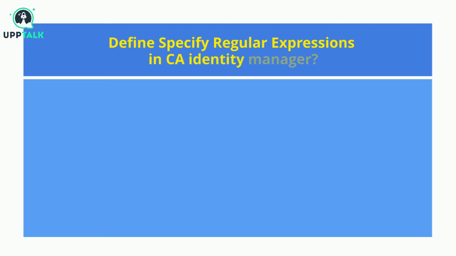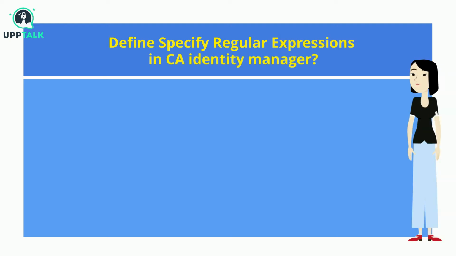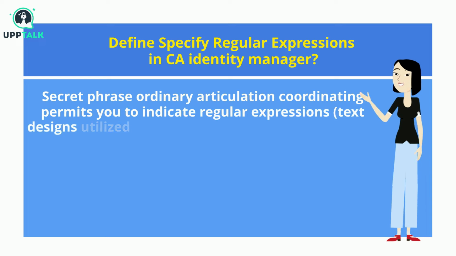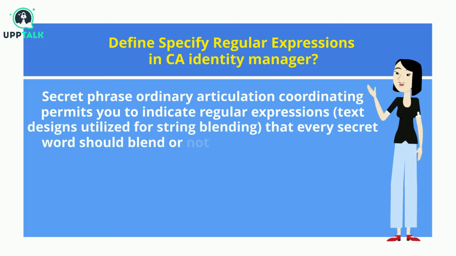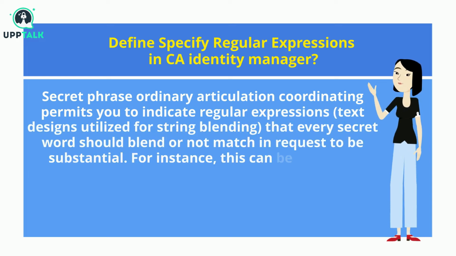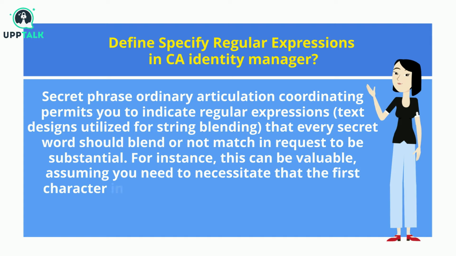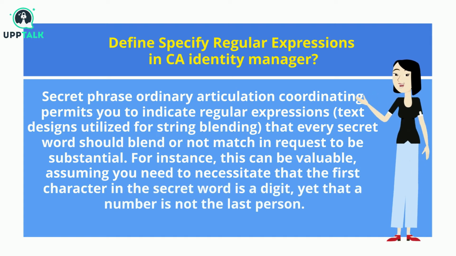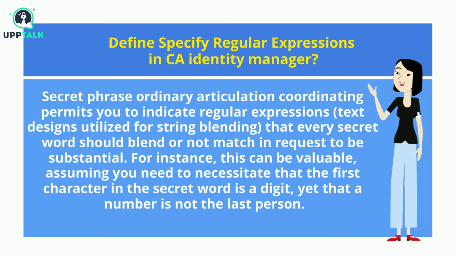Define how to specify regular expressions in CA Identity Manager. Password regular expression matching allows you to specify regular expressions, text patterns used for string matching, that every password should match or not match in order to be valid. For example, this can be useful if you want to require that the first character in the password is a digit, but that a number is not the last character.